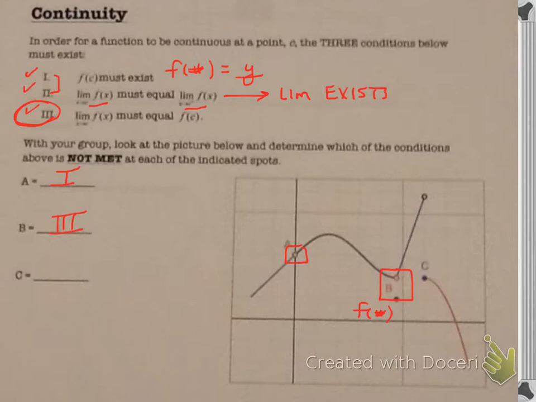And then if you jet all the way out to point C, those things aren't even approaching the same number, so the limit doesn't even exist. So Roman numeral 2 is not being met. So again, what are we talking about?